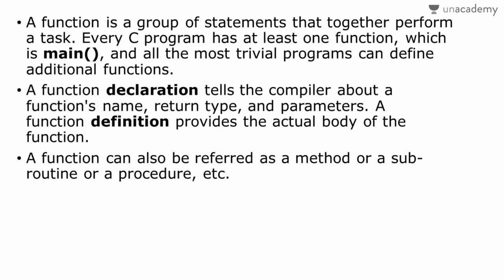We create these additional functions. A function declaration tells the compiler about a function's name, the return type, and the parameters. The definition provides the actual body of the function. So for creating a function, we need a function name, a return type, and parameters, which are required as the signature, and inside the block we have the group of statements for performing a particular task as per our need. A function can also be referred to as a method, a subroutine or a procedure. So this is about functions.